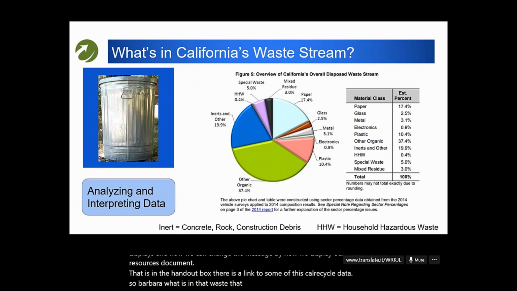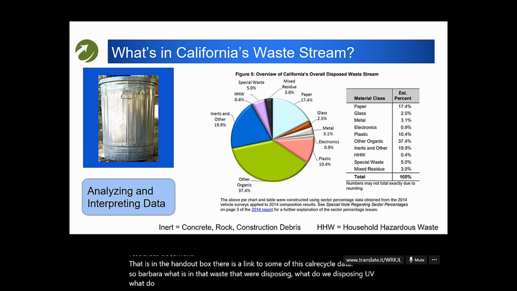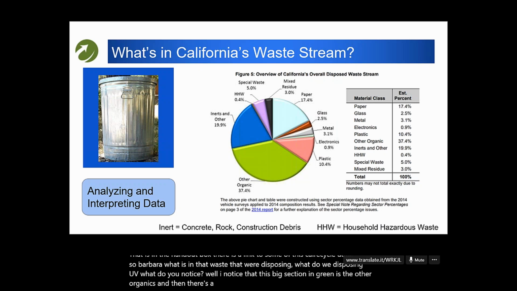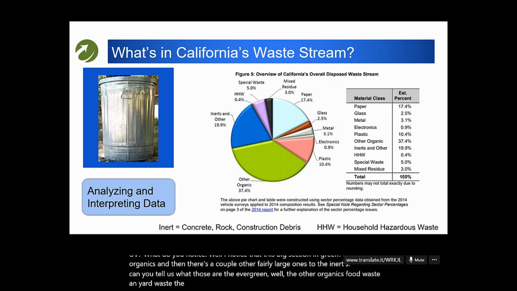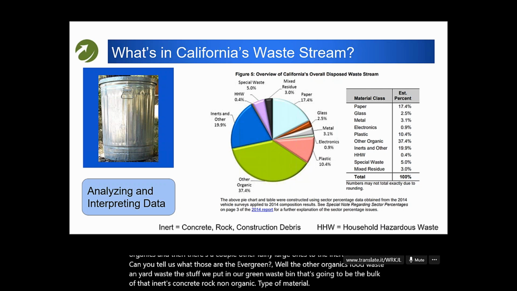So Barbara, what is in that waste that we're disposing? What are we disposing of? What do you notice? Well, I noticed that this big section in green is the other organics. And then there's a couple other fairly large ones too, the inerts. Can you tell us what those are? The other organics, food waste and yard waste, the stuff we put in our green waste bin. That's going to be the bulk of that. Inerts, concrete, rock, non-organic type of material.